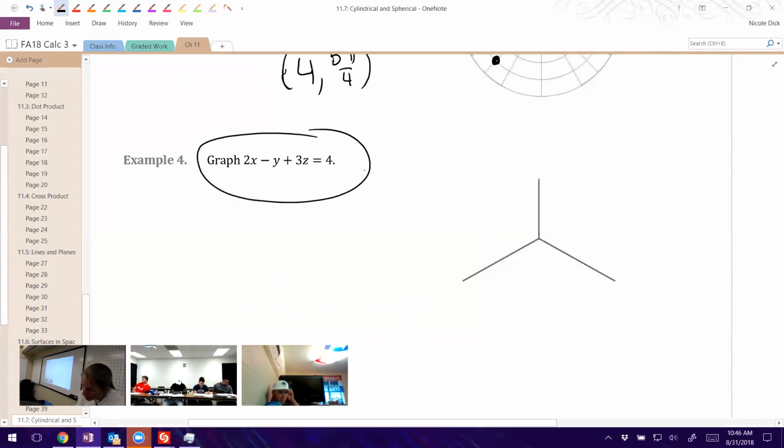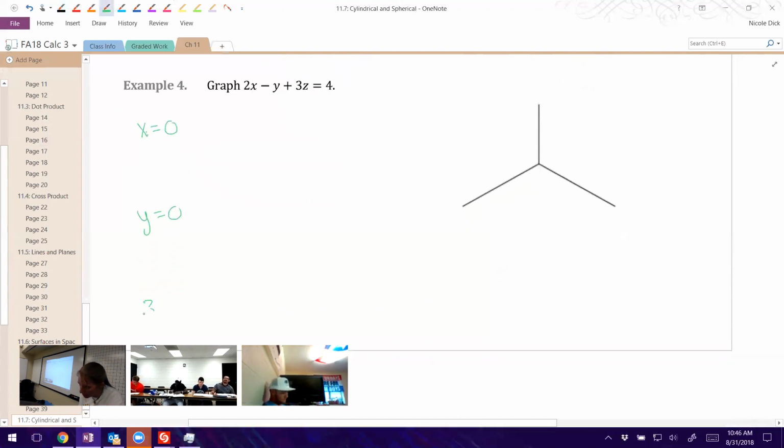So let's review that. Remember the way we talked about sketching planes is we said, well, let's use the traces. So if x equals 0, we'll get an equation. If y equals 0, we'll get an equation. And if z equals 0. And those kind of give us an idea of where this intersects the main axes. It's kind of hard to see. I'll go back to coloring black.